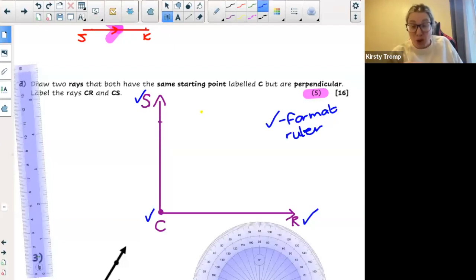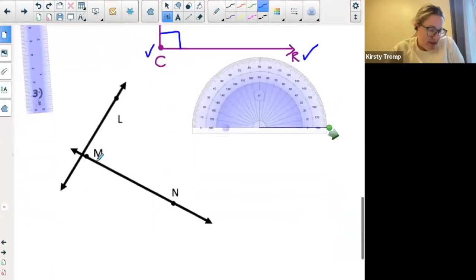Now, some of you already told me that I wasn't getting 100%. You guys are 100% correct there. The reason why I wasn't getting 100% is because I didn't put the square. So the last mark needs to come from drawing the square. Okay. All right, guys. Well done.